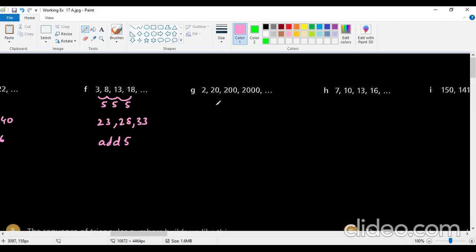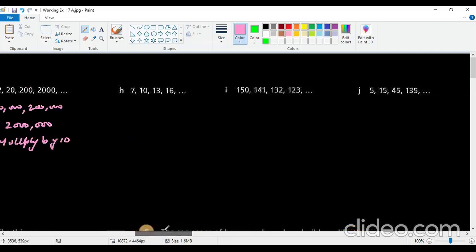Next is G. In here every previous number is multiplied by 10. So 2 times 10 gives you 20. 20 times 10 gives you 200. 200 multiplied by 10 is going to give you 2000. And the next numbers are going to be 20,000, and then 200,000, and then 2,000,000. And the rule is multiply by 10.